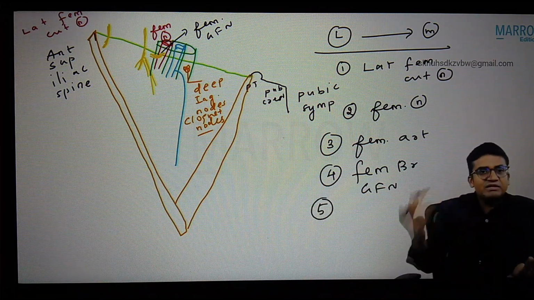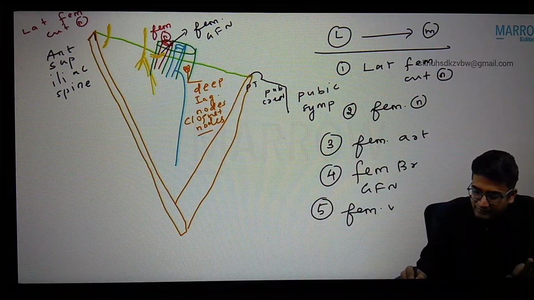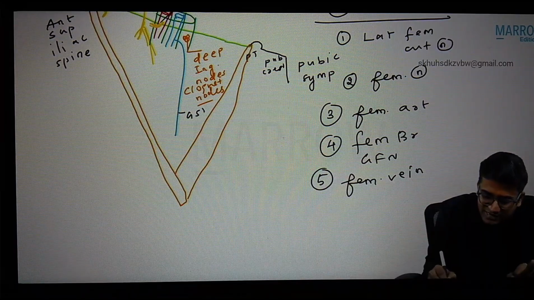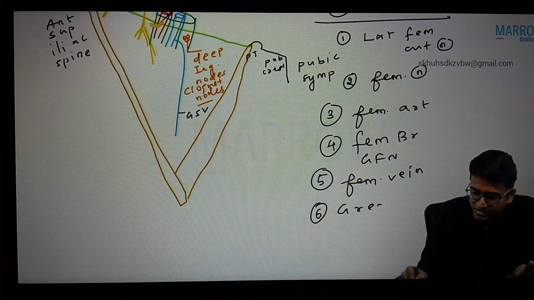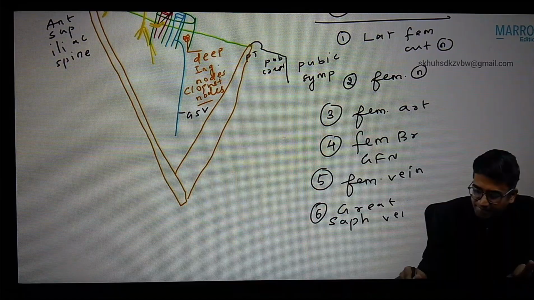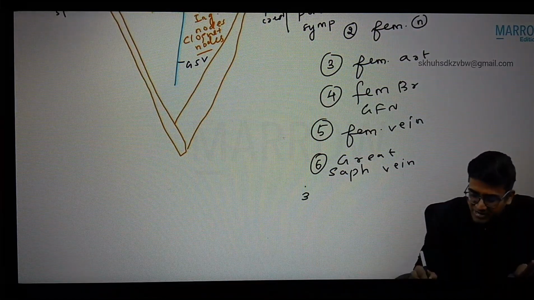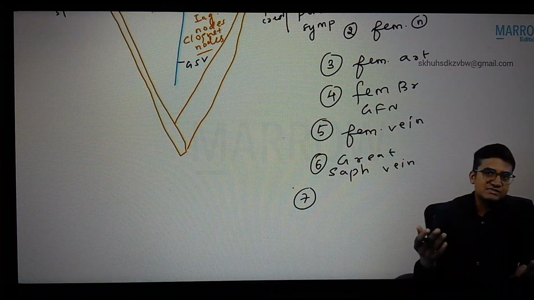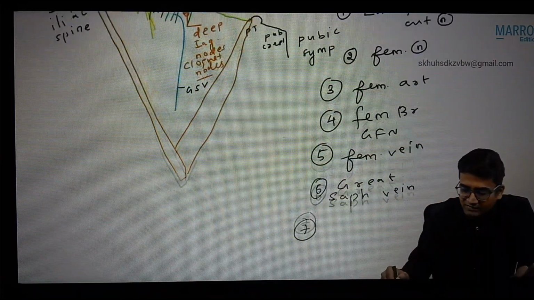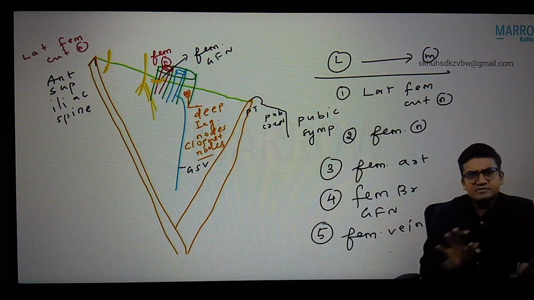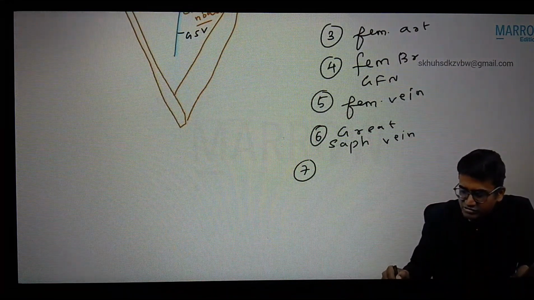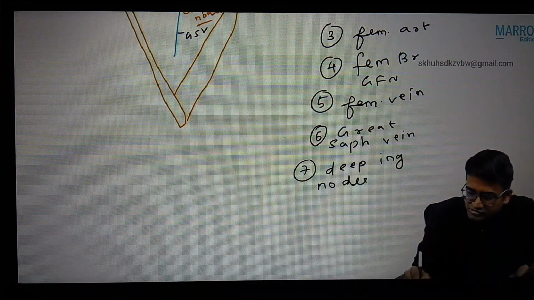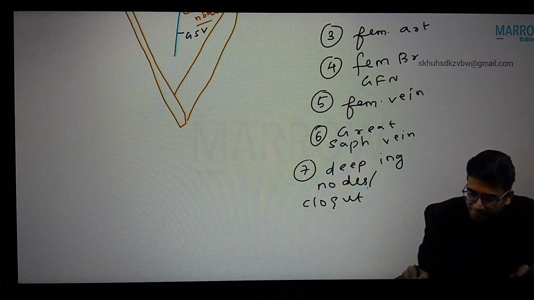In the intermediate compartment of the femoral sheath, we have the femoral vein. And the femoral vein is receiving one vein. Which vein? That is our great saphenous vein. Now in the medial compartment of the femoral sheath, there is a space, and that space is called the femoral canal. The femoral canal contains only a lymph node, that is our deep inguinal nodes or Cloquet nodes.